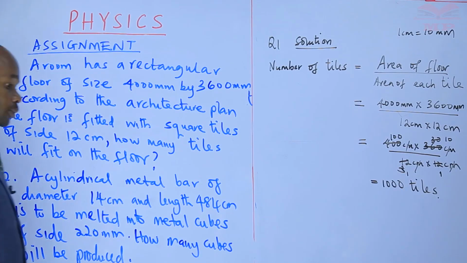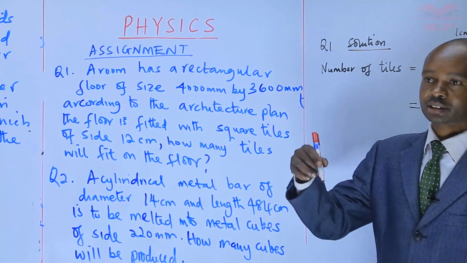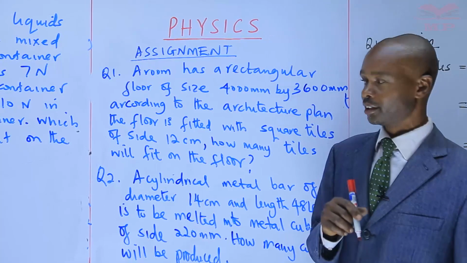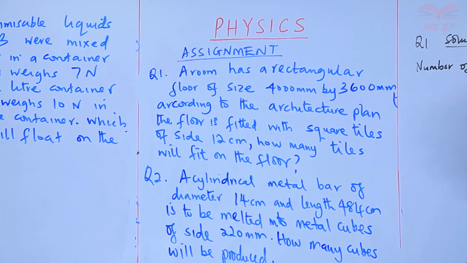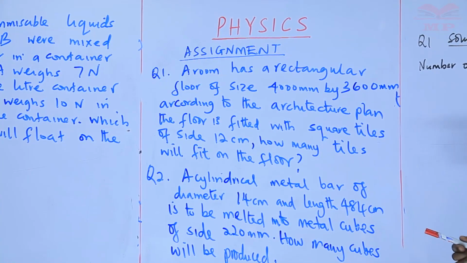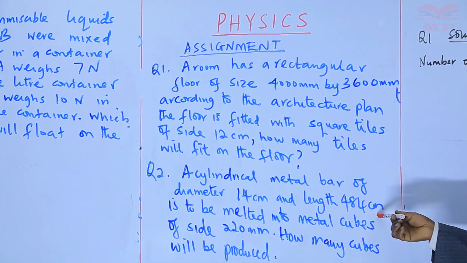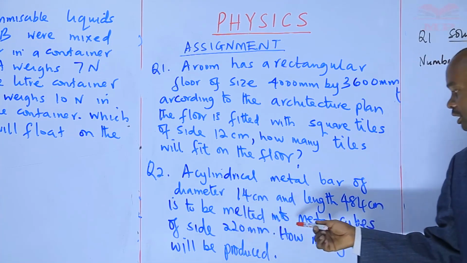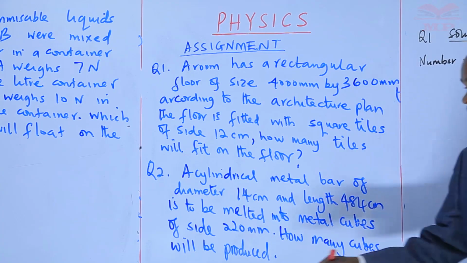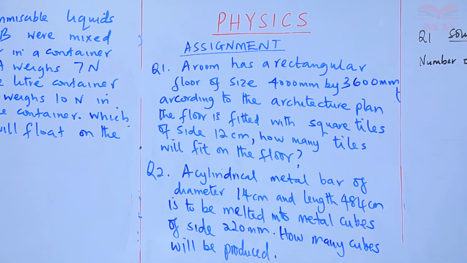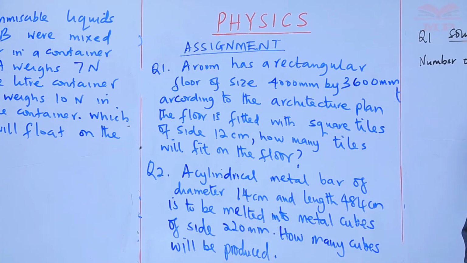So we move to question 2, and the first procedure is for us to read the question. You get what is in the question before you answer. A cylindrical metal bar of diameter 14 centimeters and length 484 centimeters is melted into metal cubes of side 220 millimeters. How many cubes will be produced?